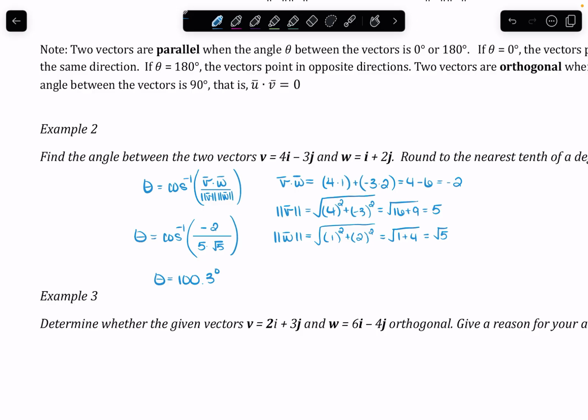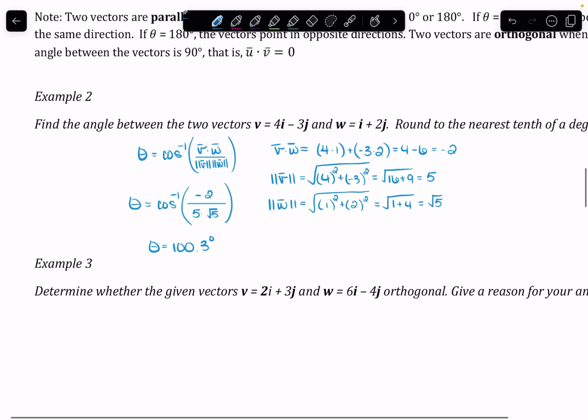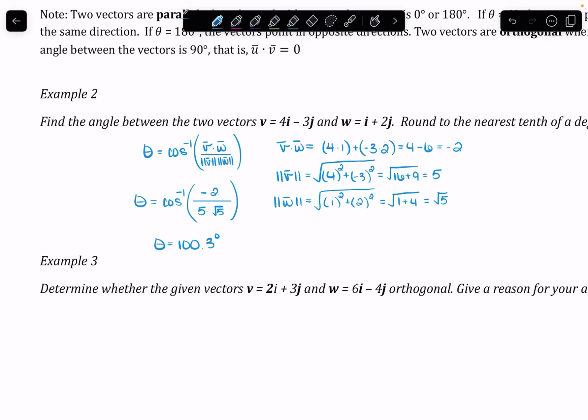Right, example 3: determine whether the given vectors are orthogonal. Sometimes it will say parallel or orthogonal or neither. So that's just comparing, did we get an angle of 0, 180, or 90, or somewhere in between. Like the last two, they are neither because we didn't get any of those answers. So we're essentially just going through the exact same thing we just did here.